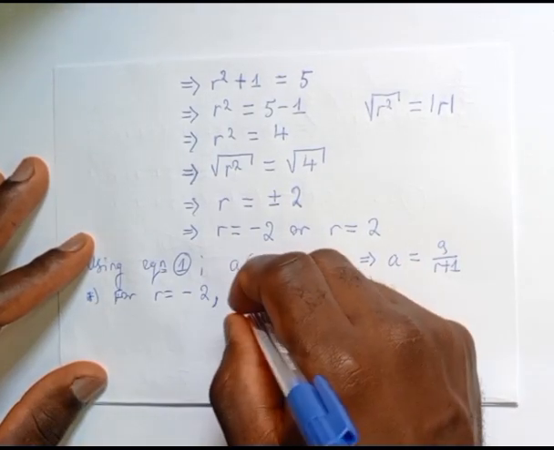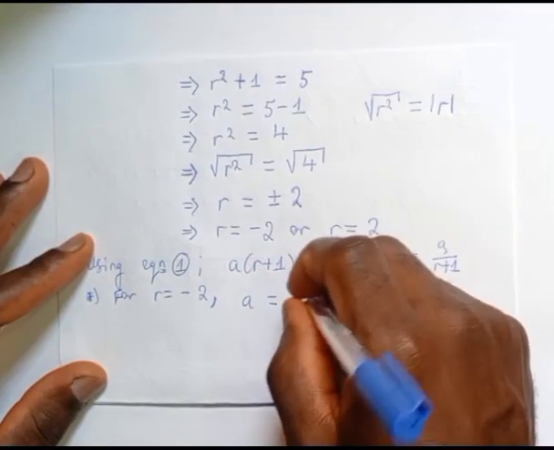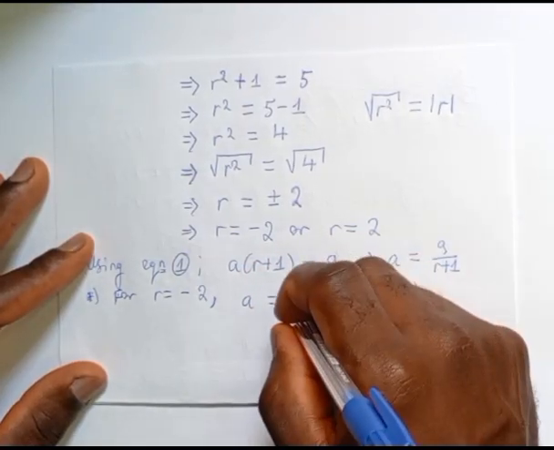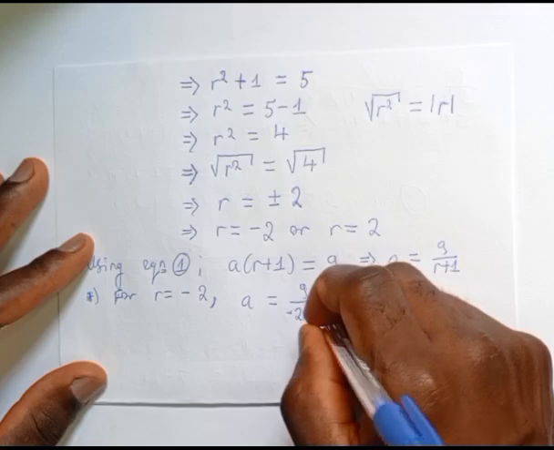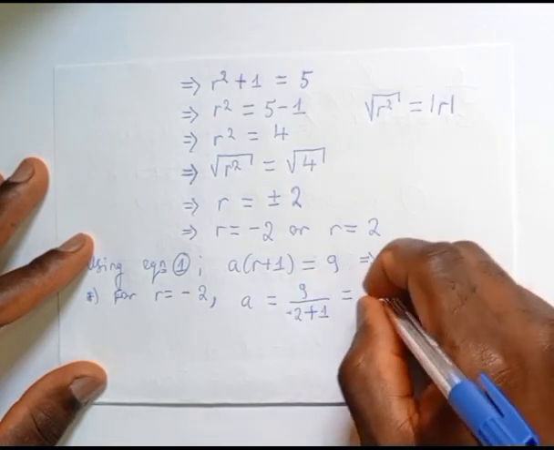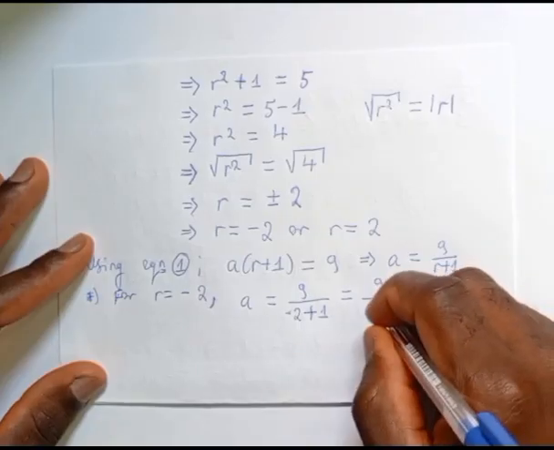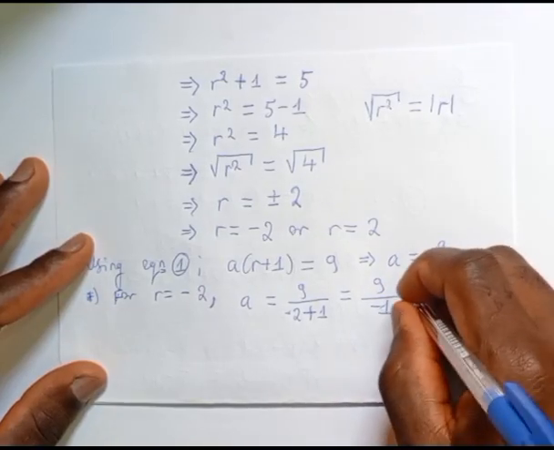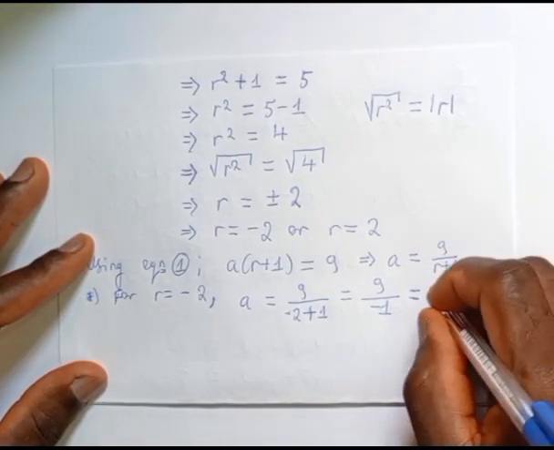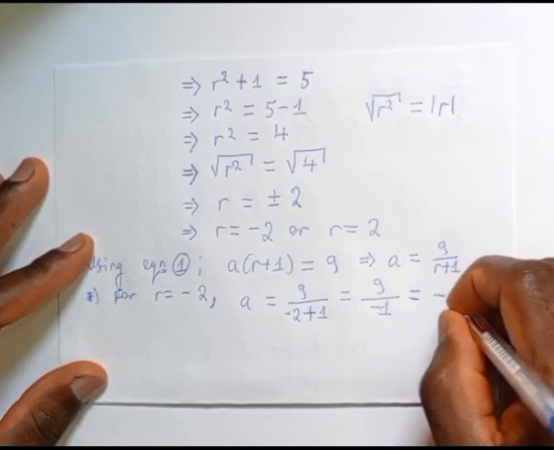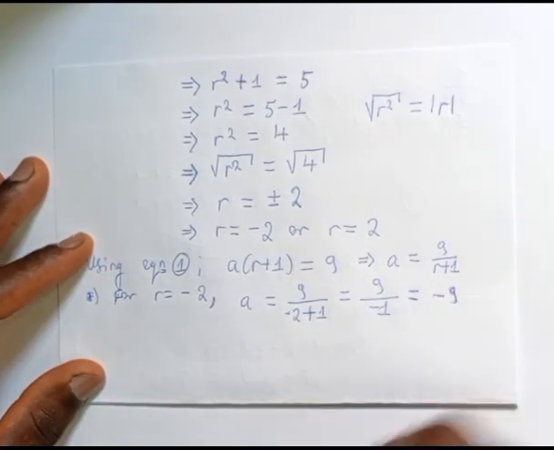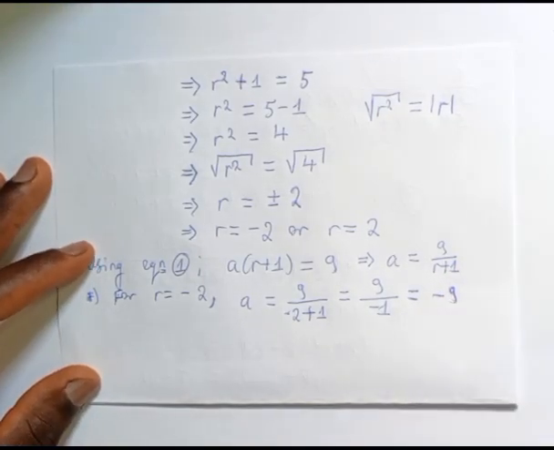First, for R equal to negative 2, A will simply be equal to 9 all over R plus 1, which is 9 all over negative 2 plus 1, which gives us negative 1. 9 divided by negative 1 gives us negative 9. This is the first possible value of the first term A.